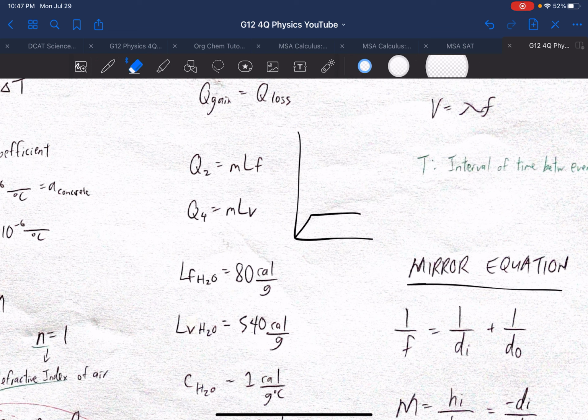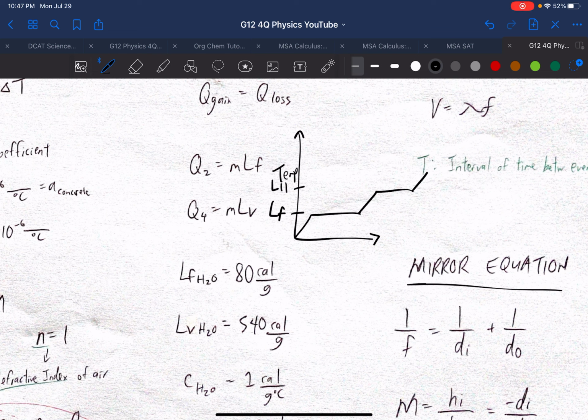So this is temperature. I don't know what this is, but basically, this is LF, latent heat of fusion. This one is latent heat of vaporization. Melting point, we'll get to that too later, but basically the drawing is something similar to this.